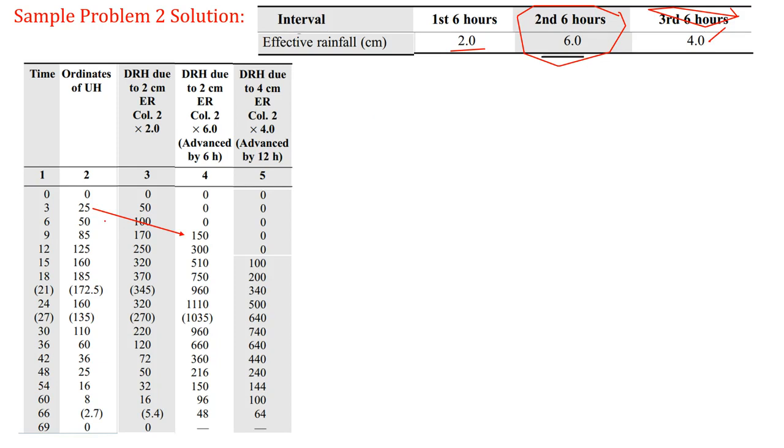So, again, 25 lang yan times 4. Ayan. So, 25 times 4, that is 100. And then, 50 times 4, 200. 85 times 4, 340, and so on.